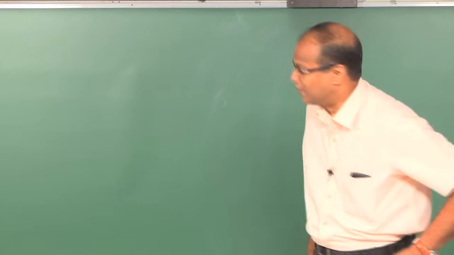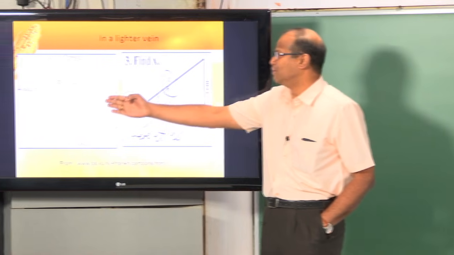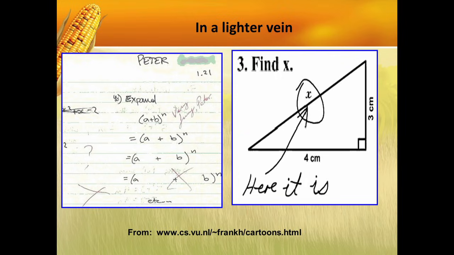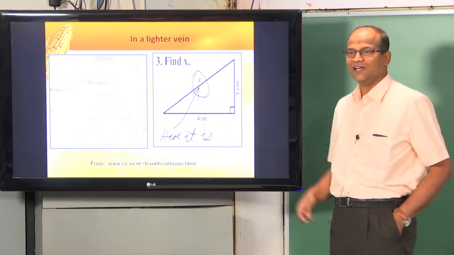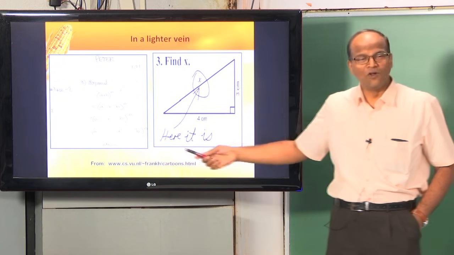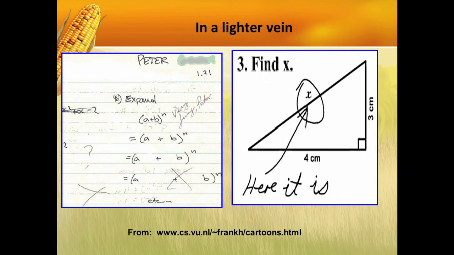Now, this is also super creativity. Teacher asks Peter to expand a plus b to the power of n, he keeps on expanding like this. Are you getting the point? Then there is also an instance in a trigonometry problem where this is 3 centimeter, this is 4 centimeter, find x, x is root of 9 plus 16, 25. He says here it is. So you can very well imagine what grade Peter would have got in the exam. These are also instances of creativity, but we are not looking at this. We are looking at serious creativity.